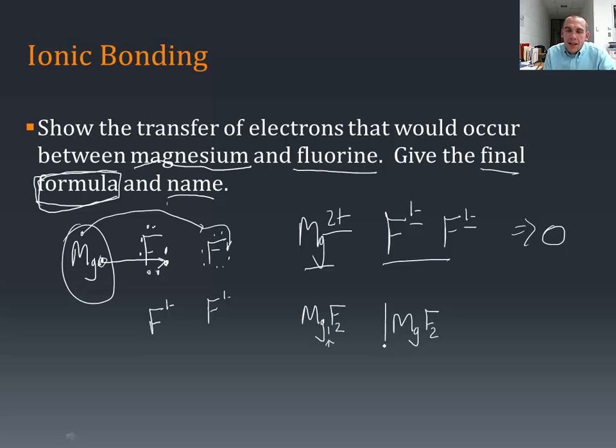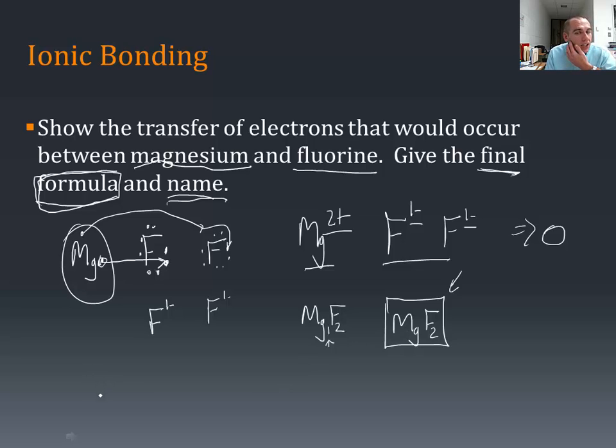MgF2. Okay? MgF2. That's the compound. It tells me there's 1 magnesium to 2 fluorine ions in the compound. Now, I also want to name it. So this is the formula for this thing. I also want to name it.